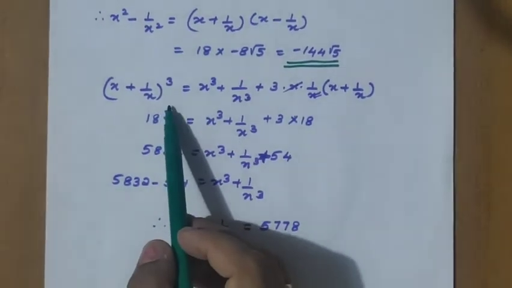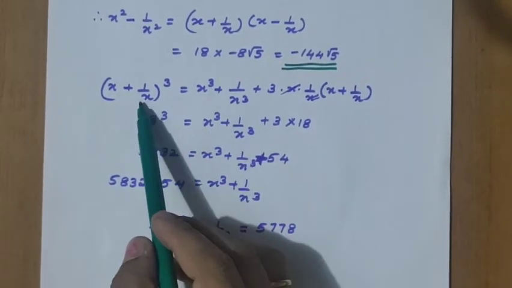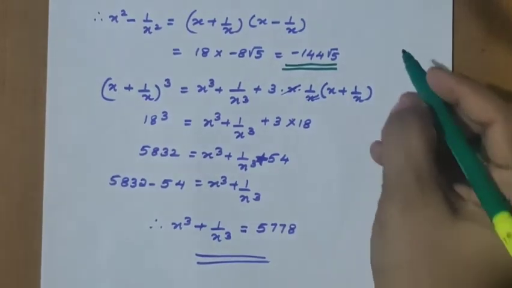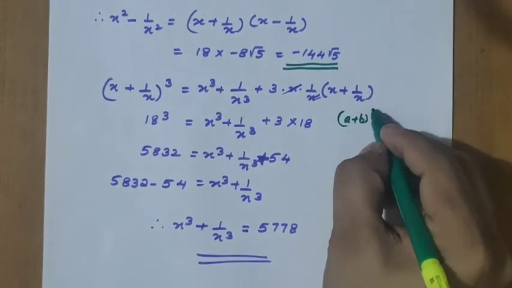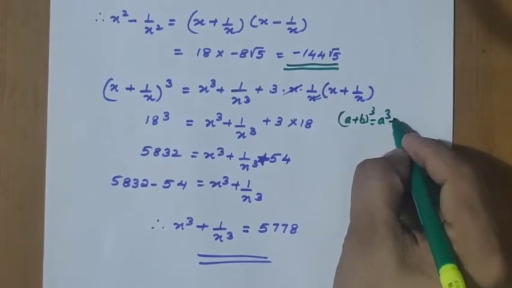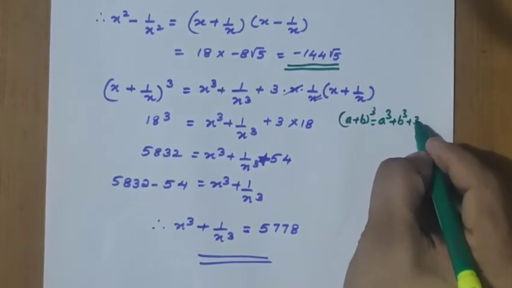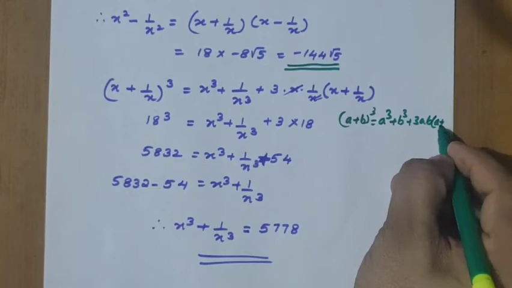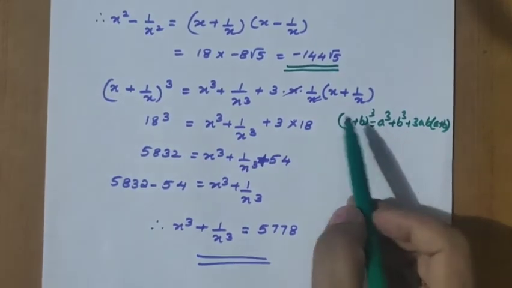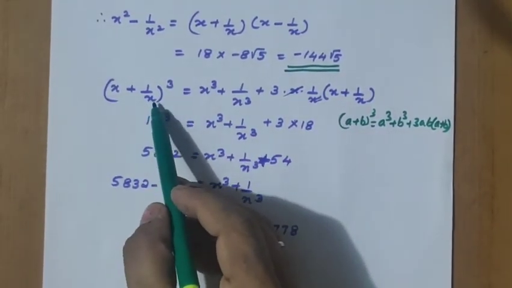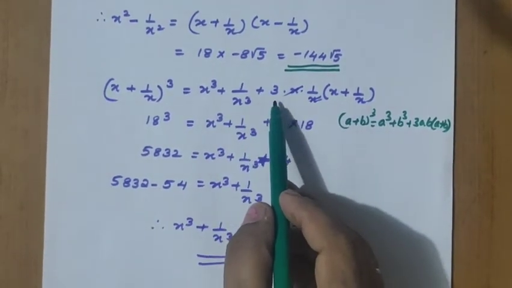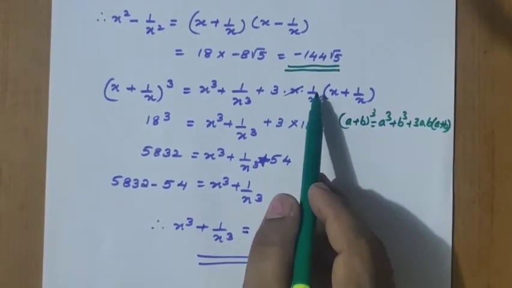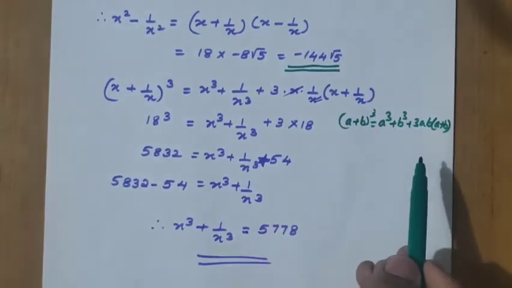x plus 1 by x whole cube is the next question. That is a plus b whole cube. We already studied what is a plus b whole cube. a plus b whole cube equal to a cube plus b cube plus 3ab into a plus b. This formula we are using here. So x plus 1 by x whole cube equal to x cube plus 1 by x cube plus 3 into x into 1 by x bracket x plus 1 by x.